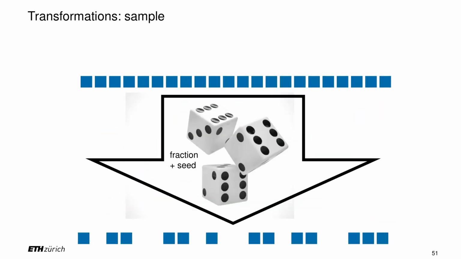Another one is called sample. Sample just rolls the die for every one of the values and keeps it or doesn't keep it. And you can specify the proportion or the probability thresholds for keeping a value. That has some applications in machine learning, for example, if you just want to take a sampled subset of the input.